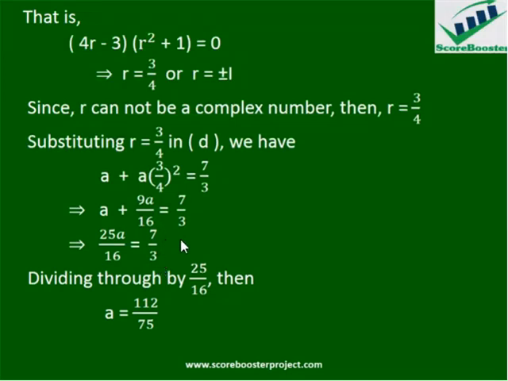which is the same as 7 over 3 times 16 over 25. So 7 multiplied by 16 will give 112, and 3 multiplied by 25 will give 75. Therefore, the first term is 112 over 75. So we now have the value for the common ratio and the first term. If you add the first term a to the third term, ar squared, you will see that the answer will be equal to 7 over 3. And also if you add the second term ar to the fourth term, ar cubed, the answer will be 7 over 4. You can check this.